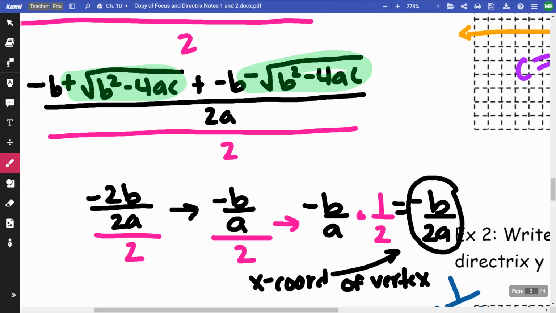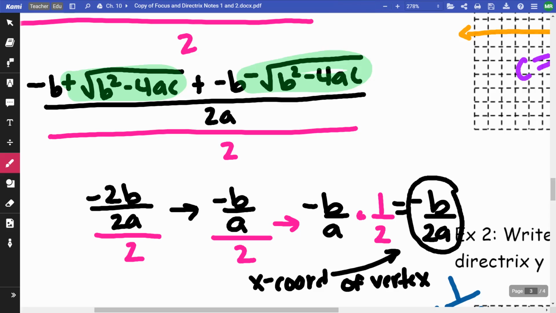There is a formula for the x-coordinate of your vertex. It is negative b over 2a. That's what it is. We still need to know how to complete the square, especially when we're dealing with circles, because we don't have a nice little formula like that for our centers, okay?